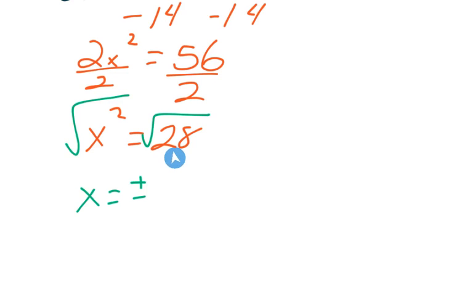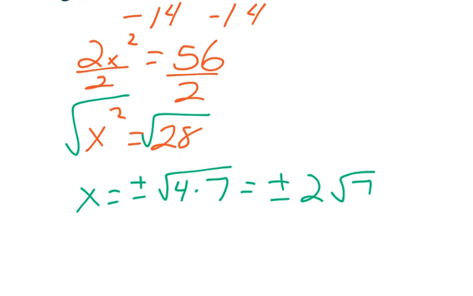28 is not a perfect square, but it is divisible by one of the perfect squares, and that perfect square is 4. So we can rewrite this as 4 times 7. The square root of 4, so we need plus or minus again, is 2. Square root of 7, we don't know what it is, so we leave it as the square root of 7. It doesn't have anything else divisible that can be broken down even farther. So plus or minus 2 square root of 7 is your final answer there for number 1.